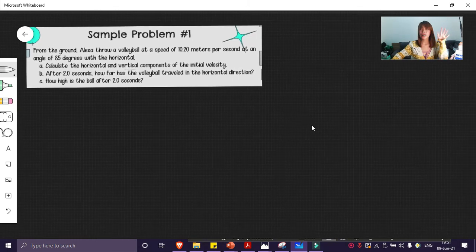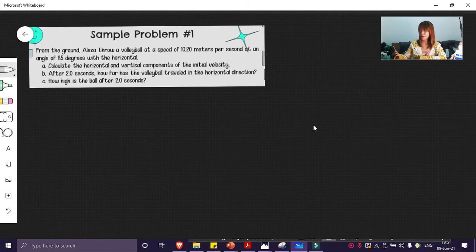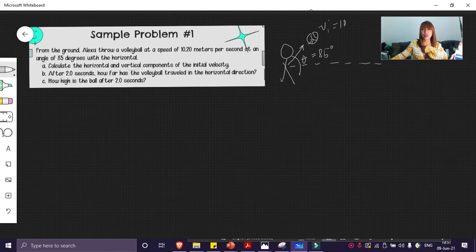So first, let us try to illustrate this problem. Let's say, for example, this is Alexa, and she throw a volleyball at an angle from the horizontal. So, ito yung direction ng ating bola. So, this is the volleyball. And it is at 85 degrees from the horizontal. This is 85 degrees. The initial speed of the ball is 10.20 meters per second.